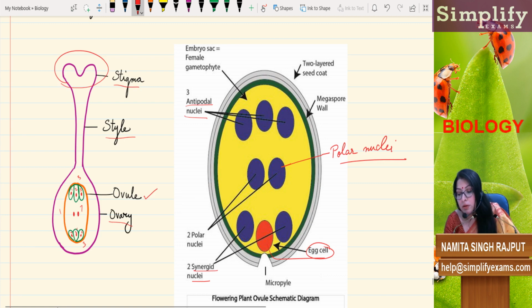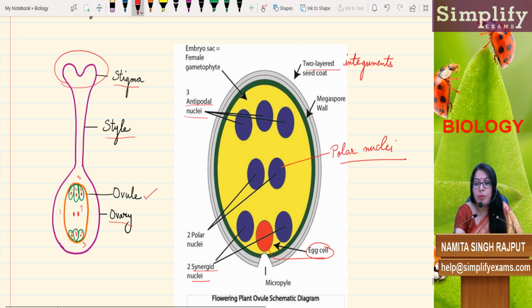Now this whole thing, this ovule, is a 2-layered structure. It has 2 layers which are known as integuments. These covering layers of the ovule are known as integuments. Now this whole thing is the female gametophyte, or the embryo sac. How many nuclei does it have? 8 nuclei and 7 cells. It is at this stage that it is going to be fertilized.